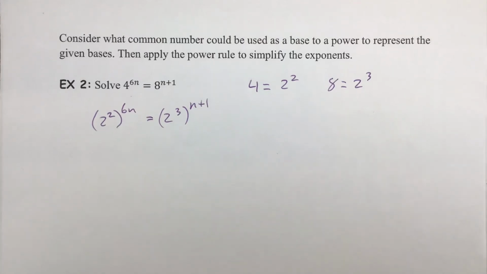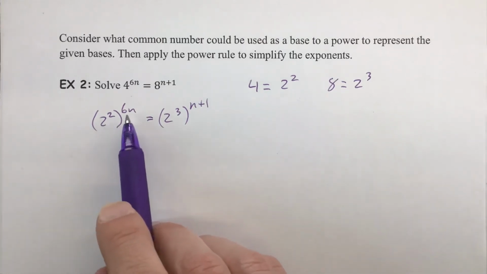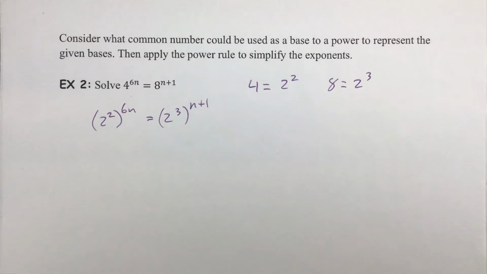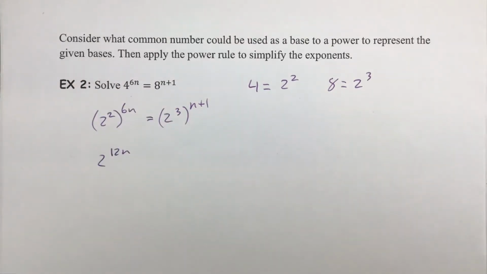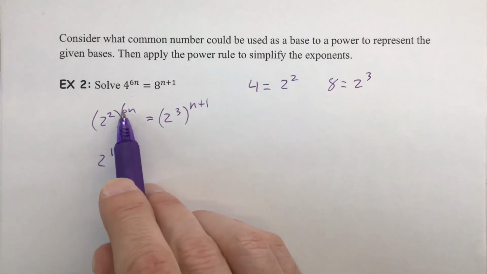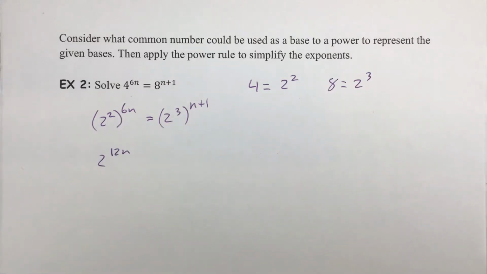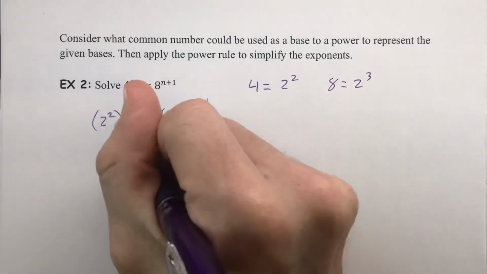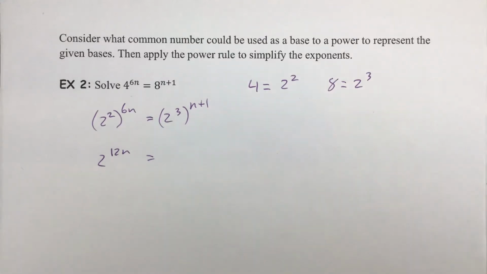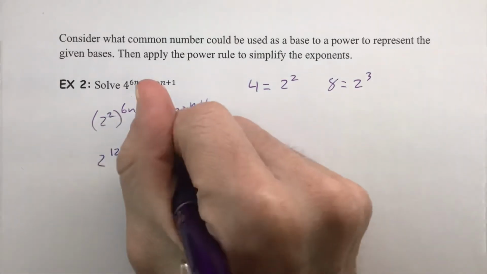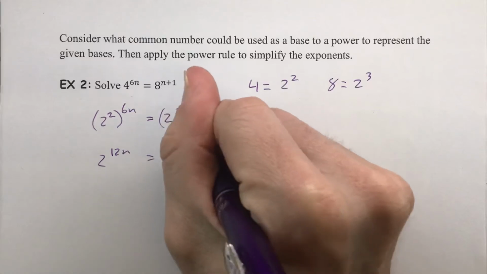Now here's the really important part. When you raise an exponent to another exponent, you want to use what's called the power rule. And for the power rule, what you're going to do is multiply those exponents. So this becomes 2 to the 12n power. It's not going to be 2 raised to the 6th power. That would give you a very large number. It's actually just going to be 2 times 6n, so you get 12n. And over here, we're going to need to multiply the 3 to the n plus 1, which does involve some distribution. We get 2 to the 3n plus 3.